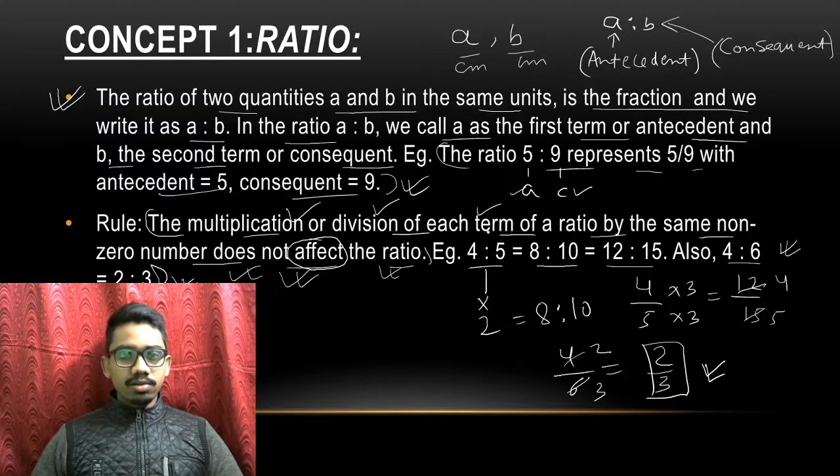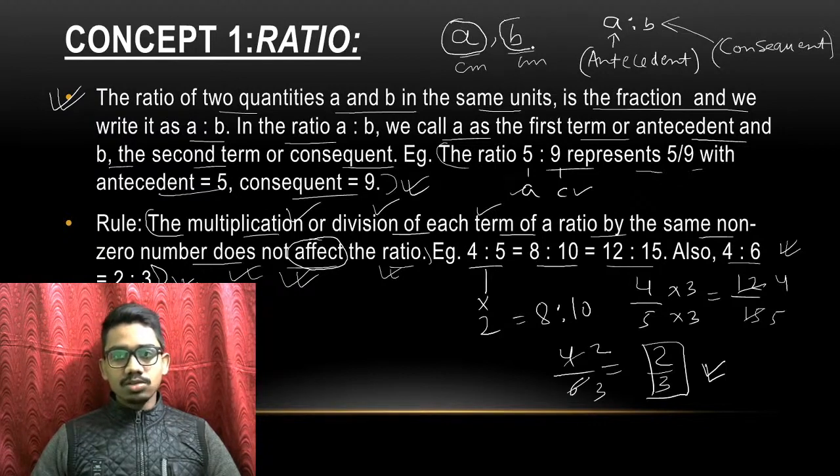So this is the thing. First of all, I told you the ratio of two quantities A and B in the same unit. If they are in the same unit, in the fraction we write it as A ratio B. In the ratio A ratio B, we call A the first term, that is antecedent. So this one is antecedent. This A, which I circled, is the antecedent, and B is consequent.